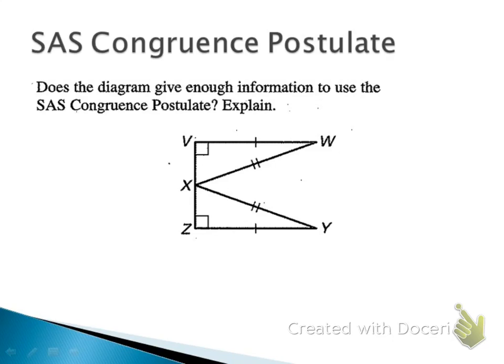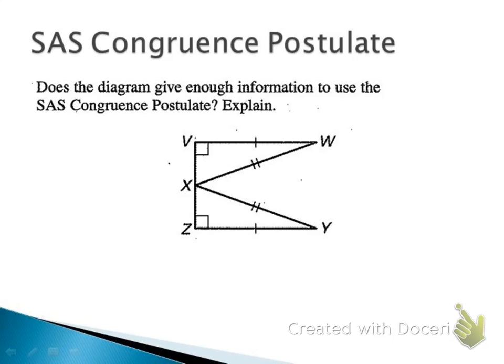Alright, here's two more triangles. You don't need to write these either. You can just soak this all in and then we'll do some examples on the next slide together. This says, does the diagram give enough information to use the side, angle, side congruence postulate? So first let's see what matches, what has corresponding parts. And then we'll see if it matches the side, angle, side idea.